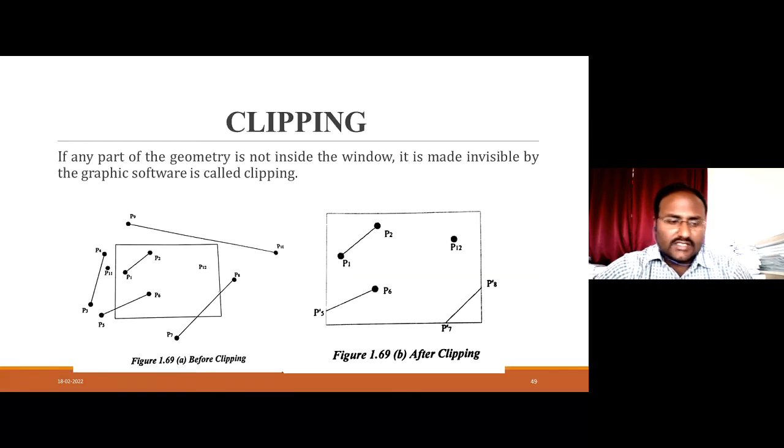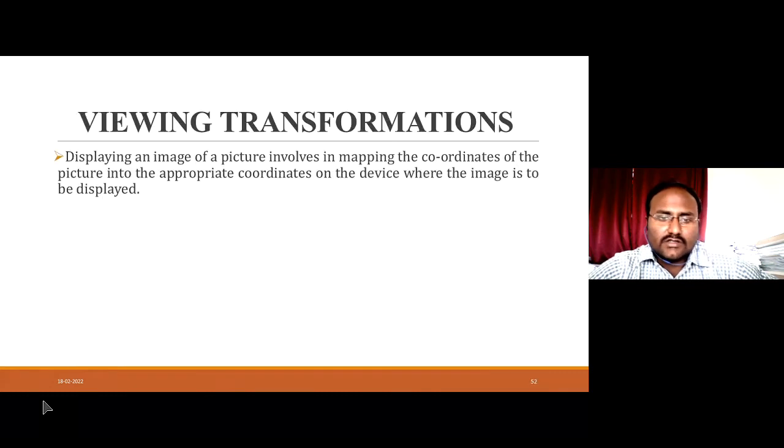So the next one is clipping. Clipping is one part of geometry modification. The lines you require, you keep inside the boundary, and that is called clipping. So you see the diagram. Before clipping you have so many lines, and after clipping you have only the required lines inside the boundary. That is called clipping. Okay.